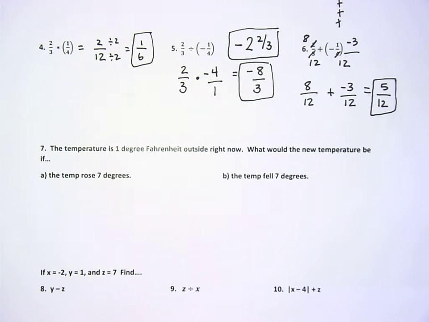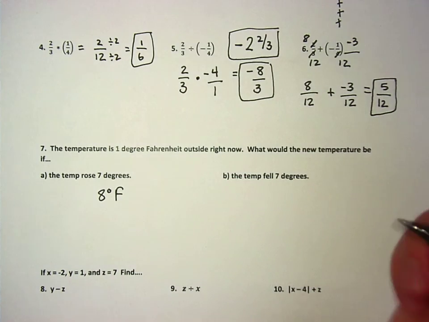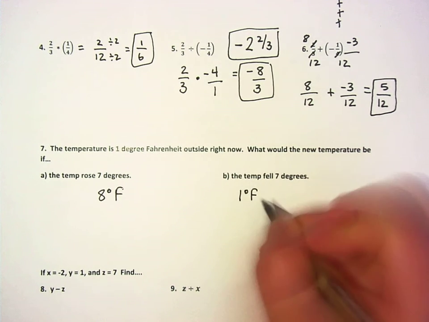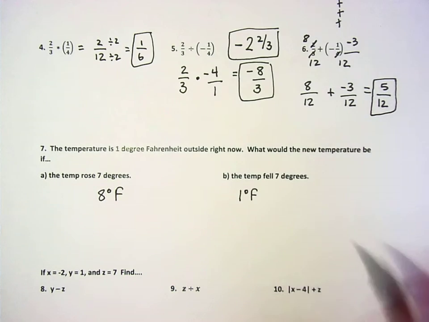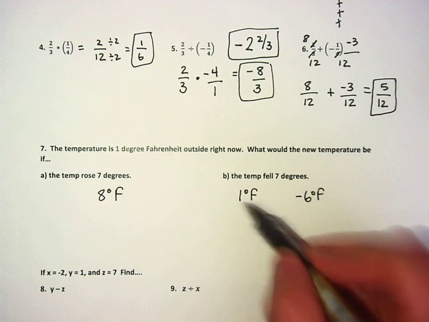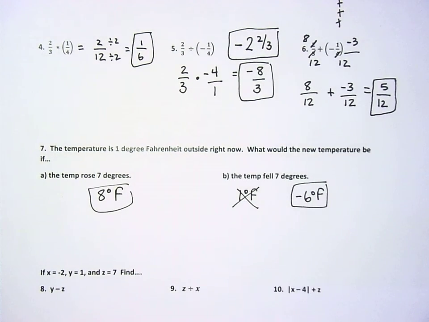If the temperature is 1 degree Fahrenheit outside right now, what would the new temperature be if it rose 7 degrees? 8 degrees, all right, so we'd go up to 8 degrees. And what if it fell back down 7 degrees? You could either call it 1 degree Fahrenheit because you're thinking, okay, it went up to 8 and then went back down to 1. Or you could say negative 6 degrees Fahrenheit. I understand if the directions were unclear, but what I meant for you to do is this. Start at 1 both times is what I meant to say.